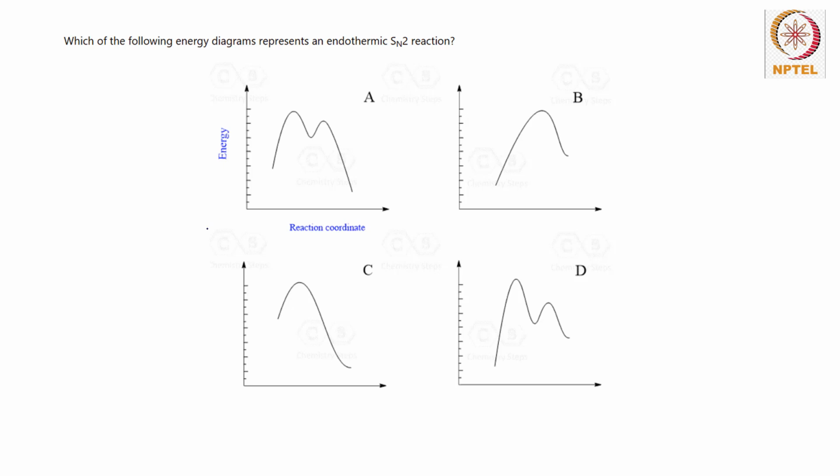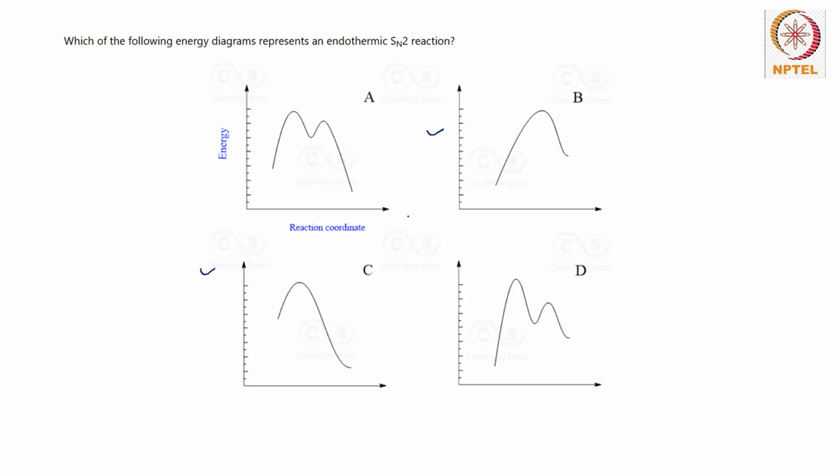So the answer will be among options B and C. A and D are already eliminated because they have asked for the energy diagram for SN2, not SN1. If it was SN1, then it would be stepwise, with a double hump. If it is single step, it will be a single hump energy diagram. So our answer will be among these two.